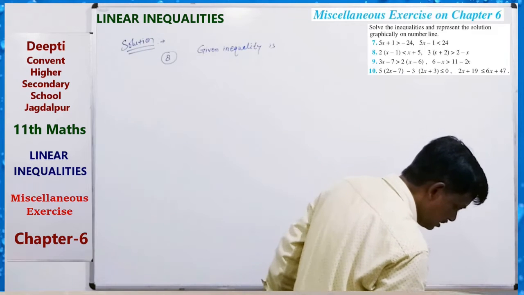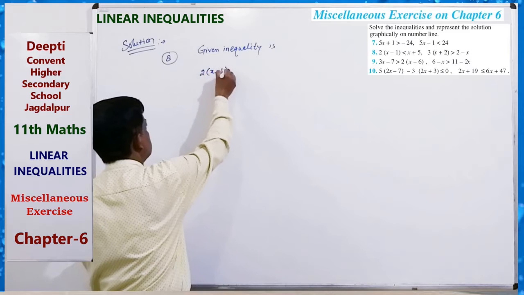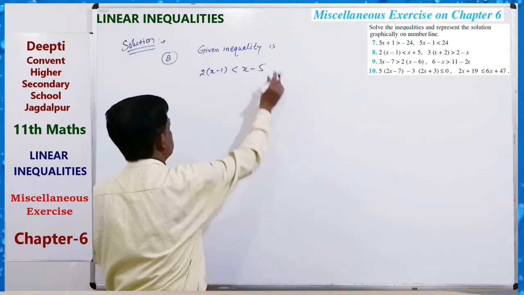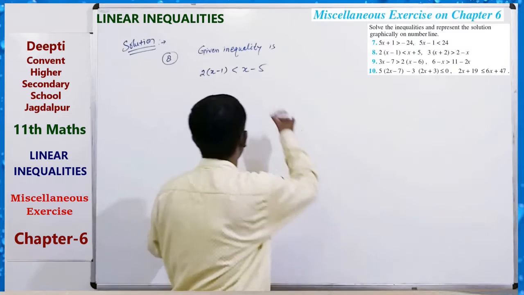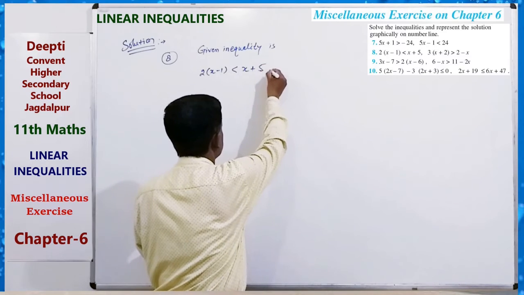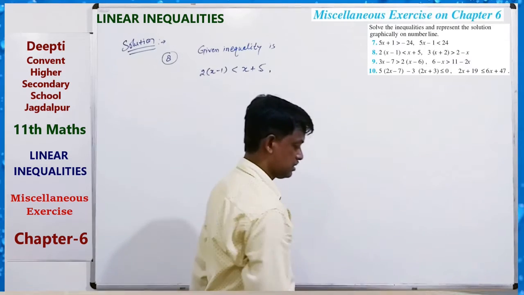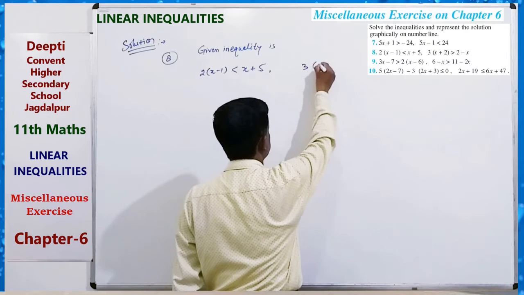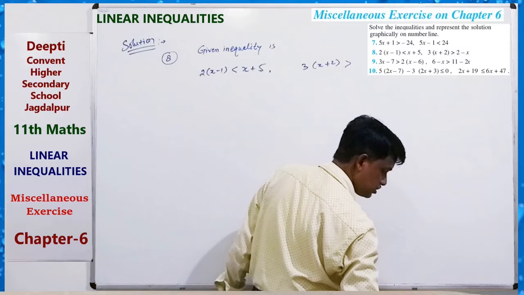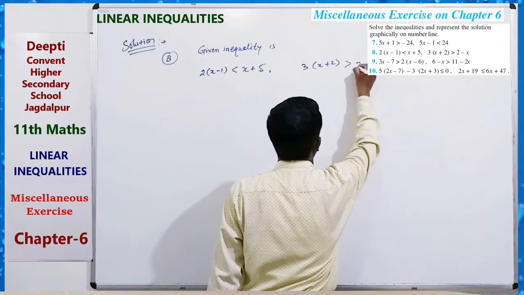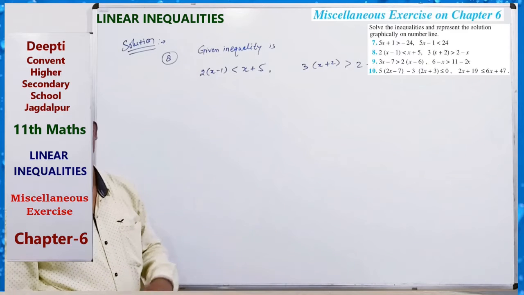Here question 8 is 2x minus 1 is less than x plus 5, sorry, x plus 5. And the second is 3x plus 2 is greater than 2 minus x. So this is our given inequality. Both are separate.